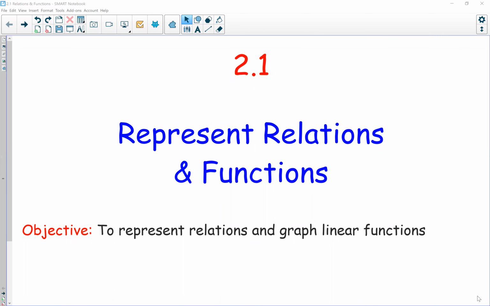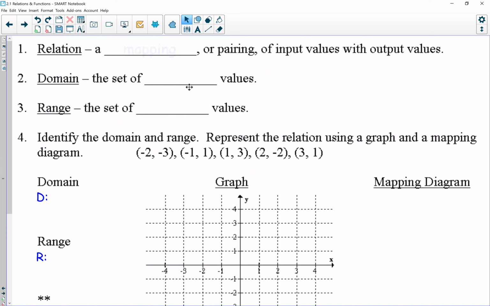Section 2.1, represent relations and functions. A relation is a mapping or pairing of input values with output values. The domain is the set of the input values, or x values when we talk about our xy coordinate plane. The range is a set of output values, or the y values when we talk about the xy coordinate plane.